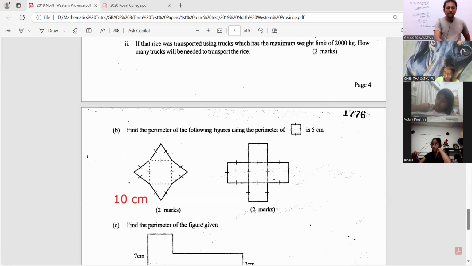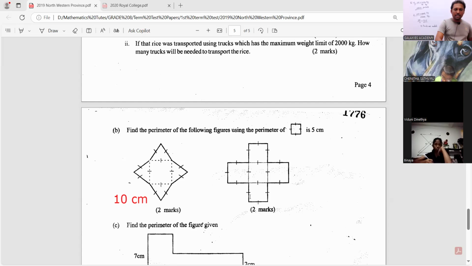Right. Look at here, the second diagram. How many sides do we have to add to find the perimeter? 1, 2, 3, 4, 5, 6, 7, 8, 9, 10, 11, 12.